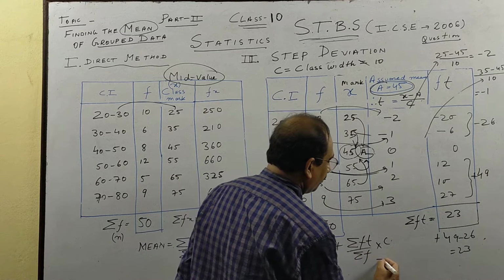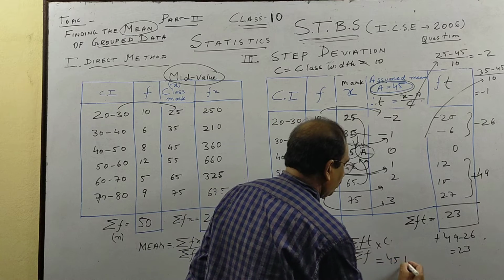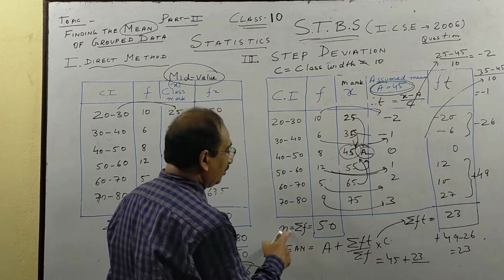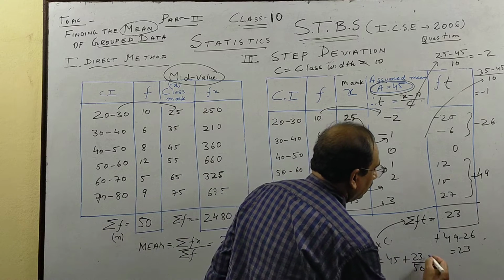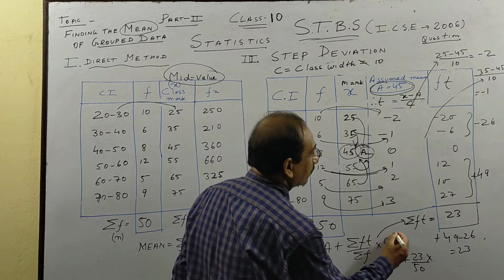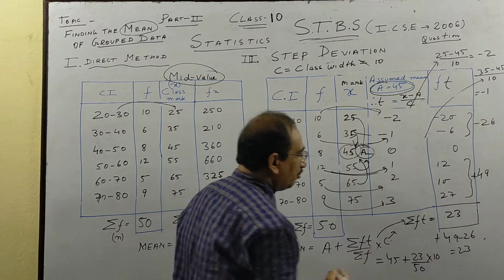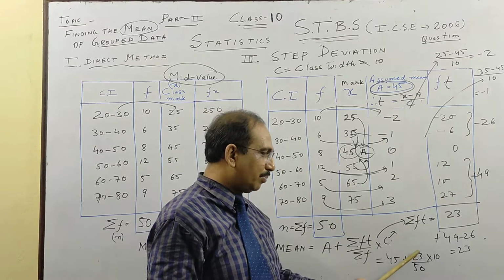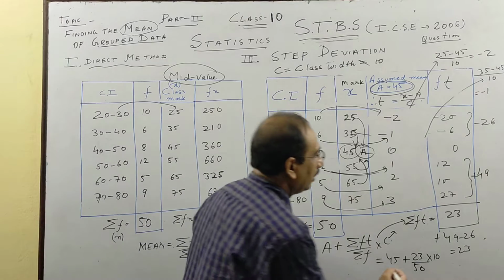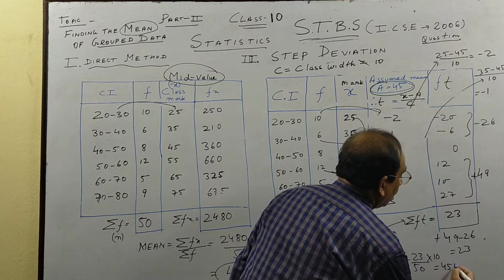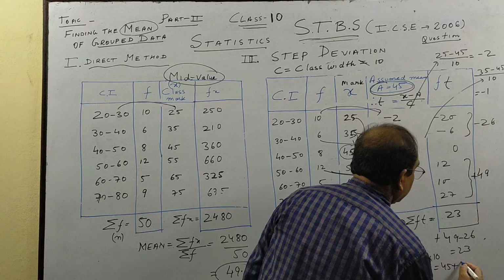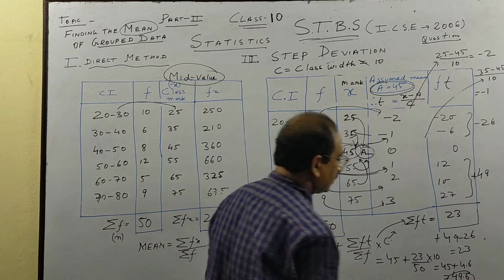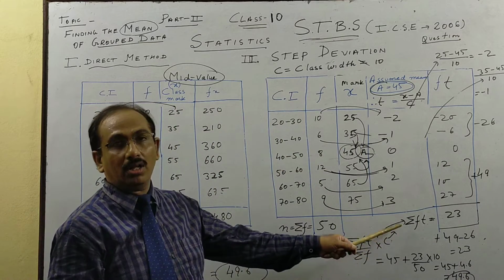So finally the answer, if you see, is 45 plus sum of ft 23, sum of f which is called n is 50, into class width c, which is 10. So like before, we get the same thing here, 45 plus 230 by 50. So this remains 45 plus you will get 4.6. So the final answer is 49.6, which is the same in all three answers.